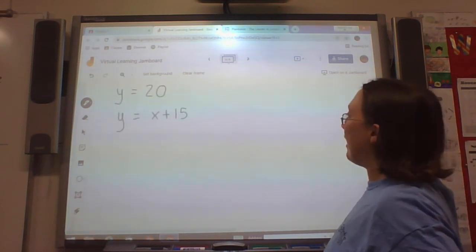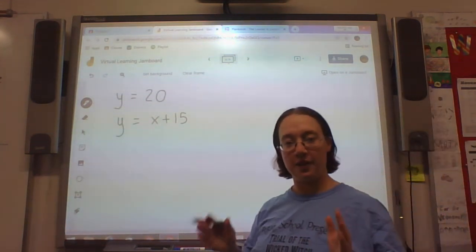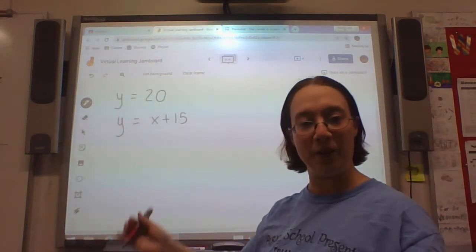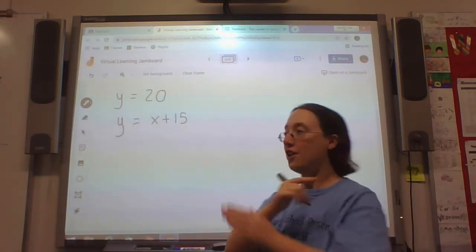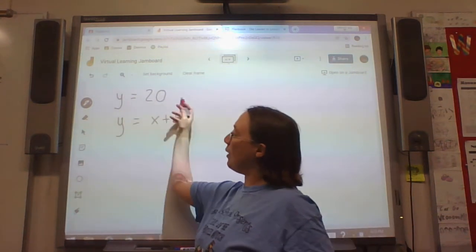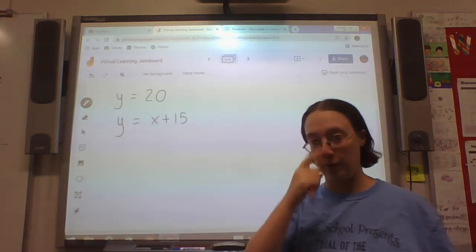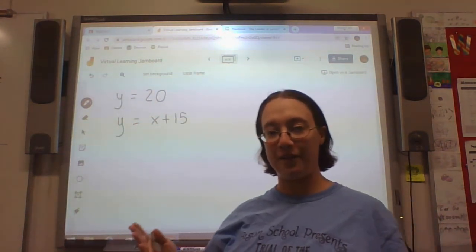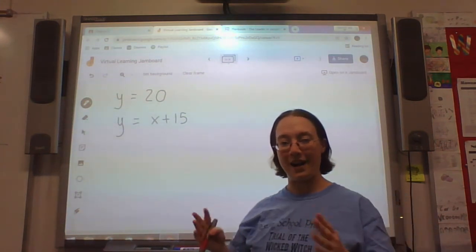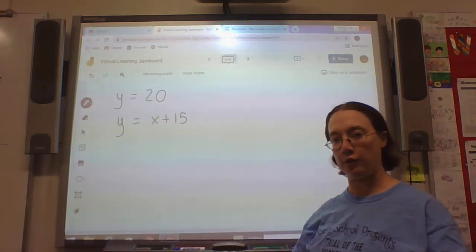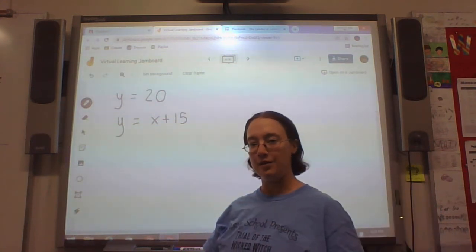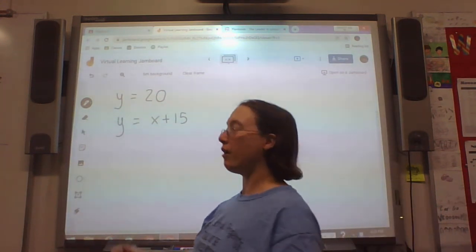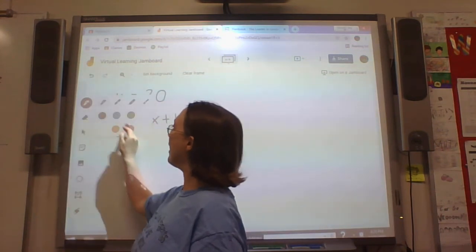Now, even if we're not graphing them, we're still thinking about this like a graph. We're thinking about where these two lines are going to cross. So we have a line at y equals 20 and a line at y equals x plus 15. Those two lines are going to cross where our x's and our y's are the same. So we're looking for a point where our x and our y are the same. But we already know that y equals 20.